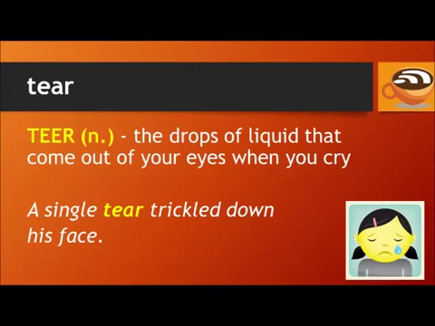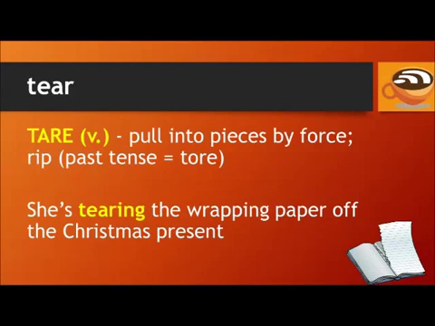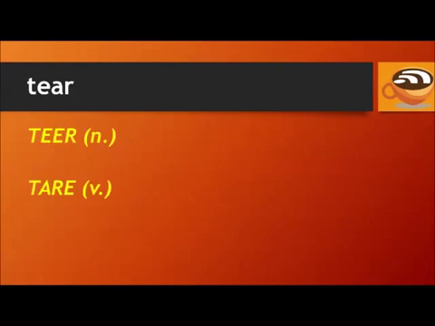The word TEAR can be pronounced tier or tear. The word tear is a noun referring to the drops of liquid that come out of your eyes when you cry. For example, a single tear trickled down her face. Tear is a verb meaning to pull into pieces by force or to rip. The past tense of tear is tore. For example, she's tearing the wrapping paper off the Christmas present. Tear, tear.